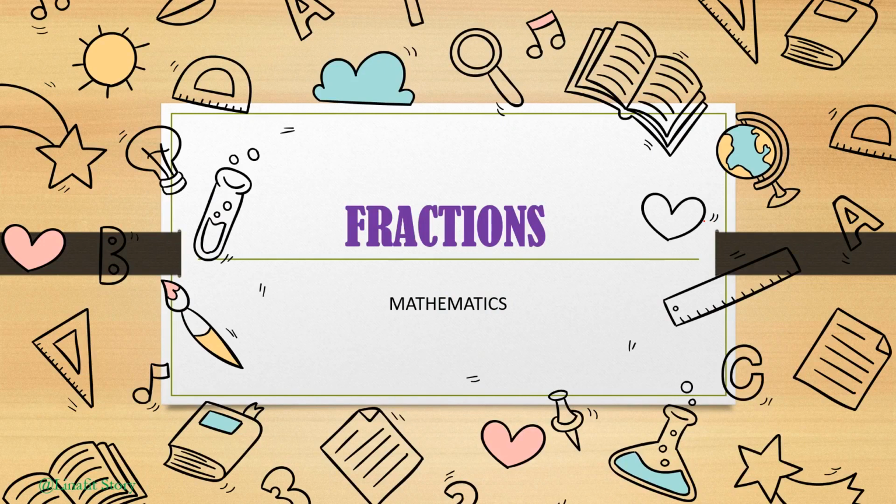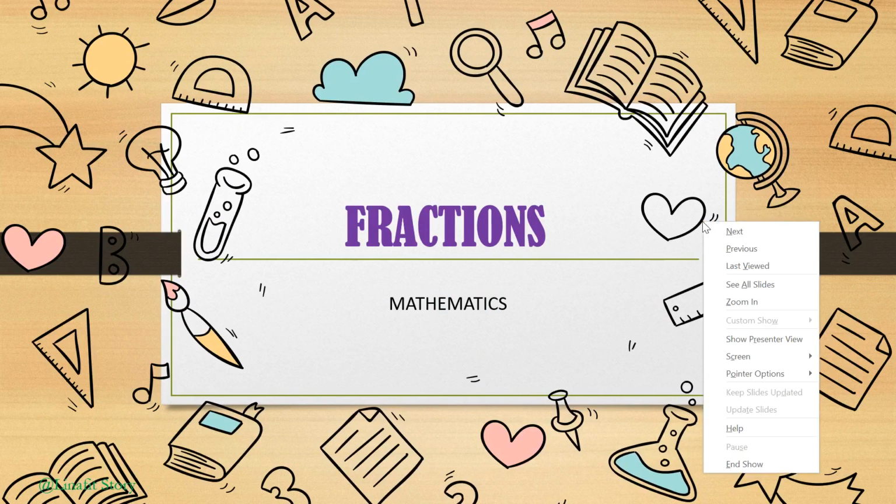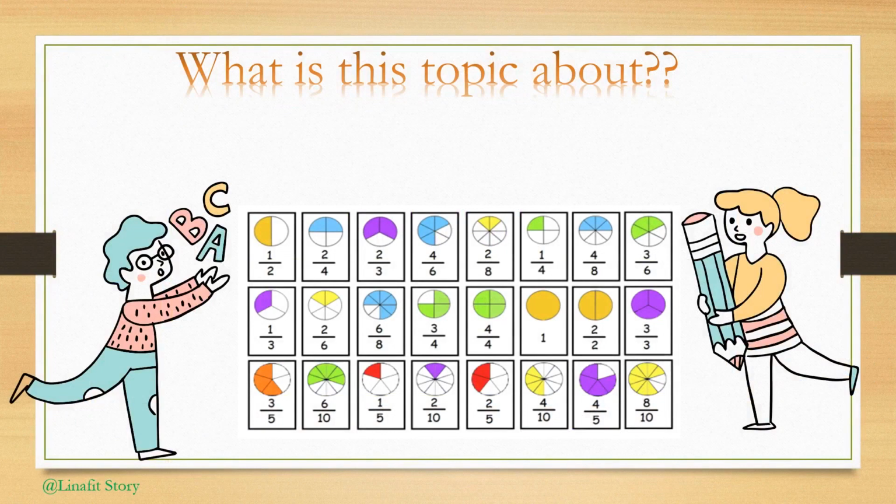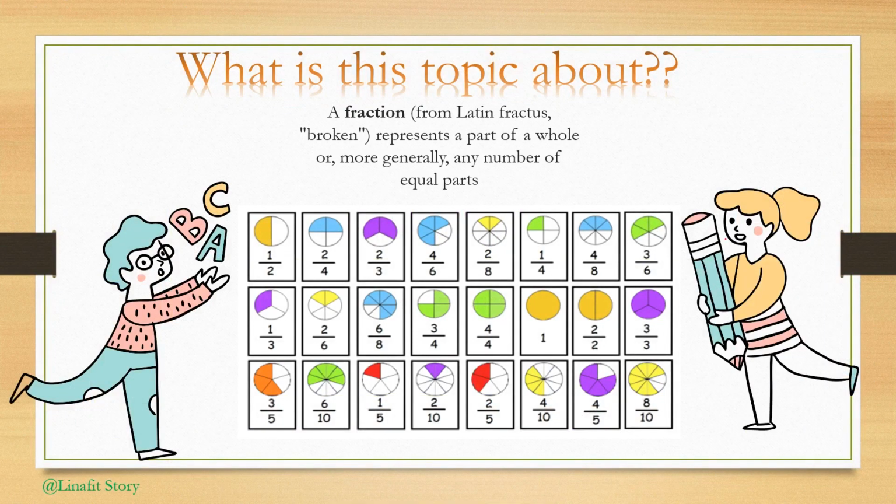Now we are going to learn about fractions. What is this topic about? A fraction, from Latin fractus or broken, represents a part of a whole, or more generally any number of equal parts. So as you can see here, this is 1 out of 2, 2 out of 4, 2 out of 3, 4 out of 6.